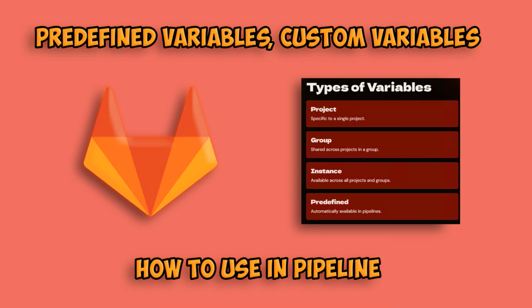Hey everyone, welcome back. Today I wanted to talk about gitlab-ci.yml variables. They are super useful when setting up your pipeline because they let you control things dynamically. Basically, instead of hard coding values, you can make your pipeline more flexible and reusable.